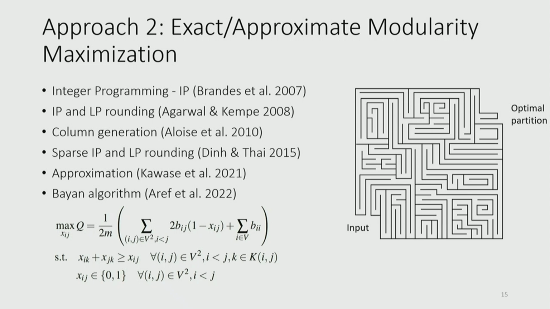We can just give this to Gurobi, for example, which is an IP solver, and it solves it for us, meaning that it goes over many partitions, many ways of partitioning the nodes into groups, and finds the partition that has the maximum modularity. So you can see that it is slower, but we actually solve the maze. This is the second approach.